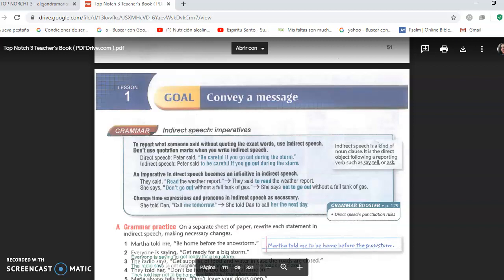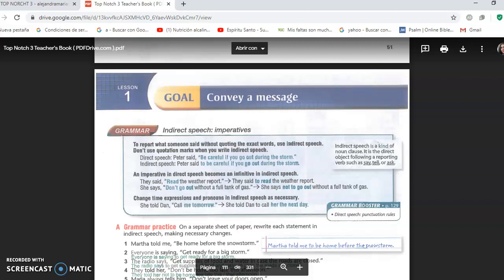Ahora vamos a ver, en un imperativo, an imperative in direct speech becomes an infinitive in indirect speech. Un imperativo en un diálogo directo se convierte en un infinitivo en un diálogo indirecto. Vamos a ver acá, nos dice, they said, read the weather report. They said, abrimos comillas y decimos, read the weather report. Ahora, cuando vamos a decir que they said to read the weather report, to read es un infinitivo, ahí ya no va a ser direct.